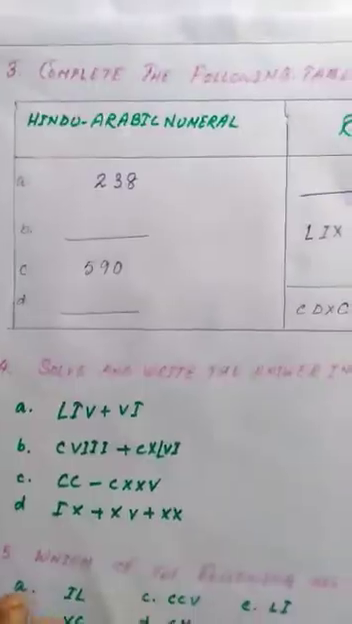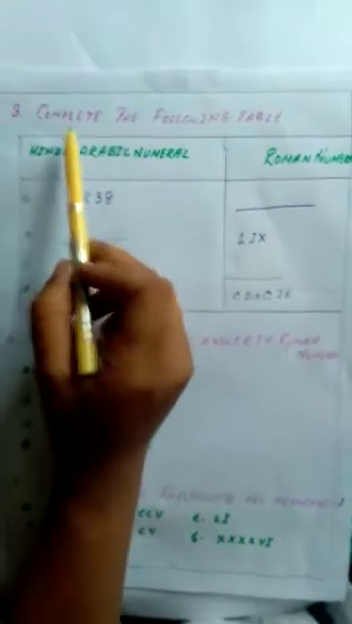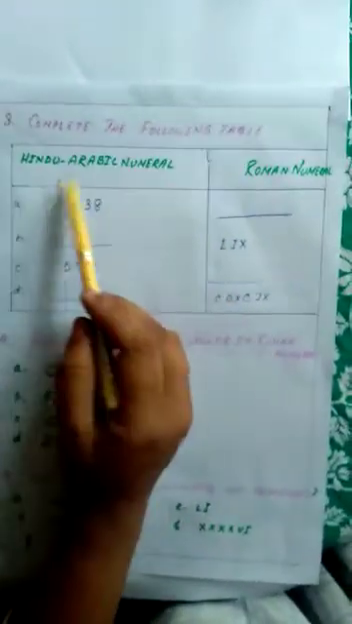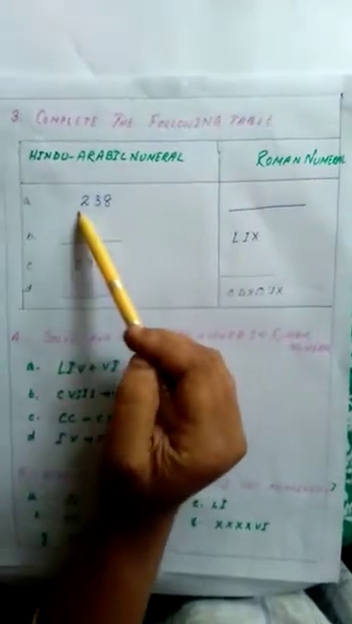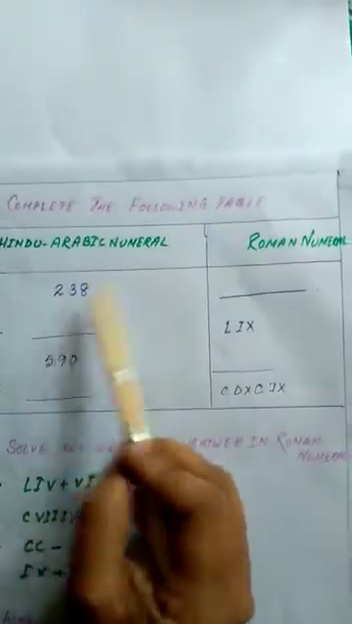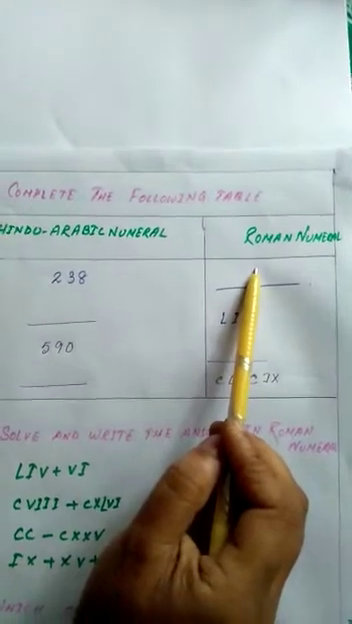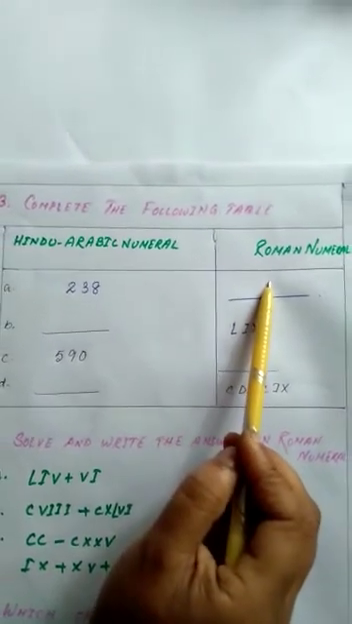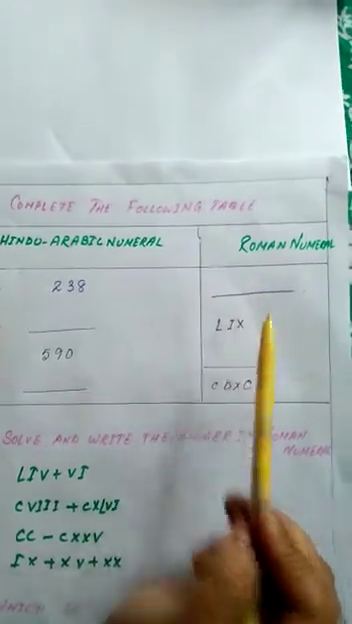Alright. Now let's move to our question number 3, that is, complete the following table. Hindu Arabic numeral is given on one side and Roman numeral on the other. So one is given, the other you have to write. Suppose in A it's given 238 in Hindu Arabic number. You have to write it in Roman numeral, and you know how to write the Roman numeral using the rules. So this can be solved by you.